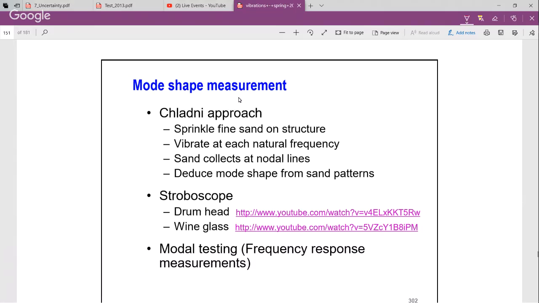We could use the Chladni approach, which is basically when you've got a flat structure, you can sprinkle sand on it and then drive it over a range of frequencies. Whenever you hit a natural frequency, number one, you'll see the vibration, but number two, the sand will collect wherever there's a nodal line.